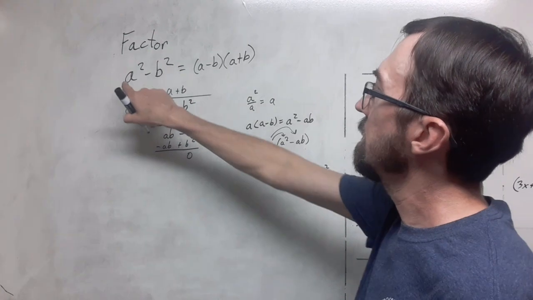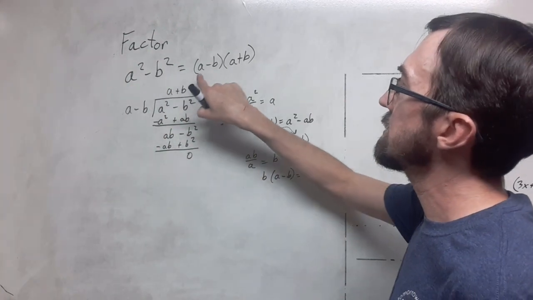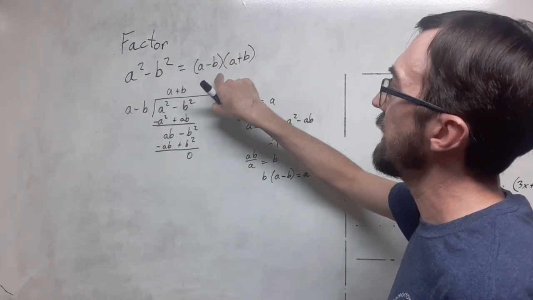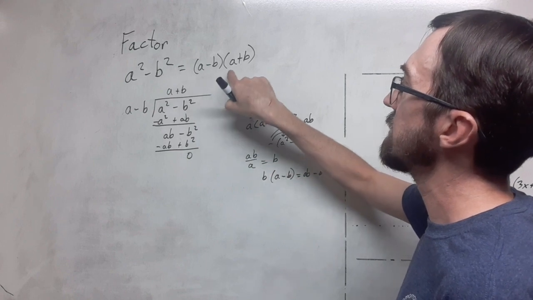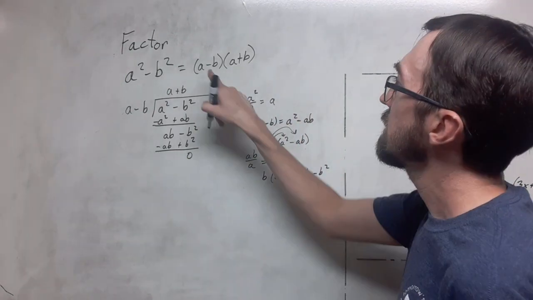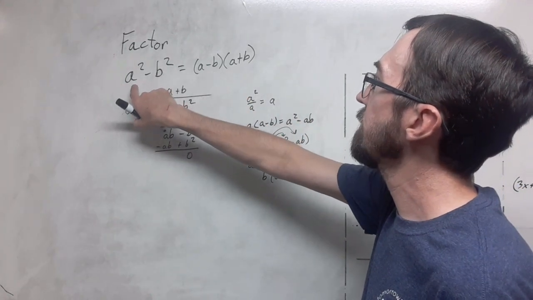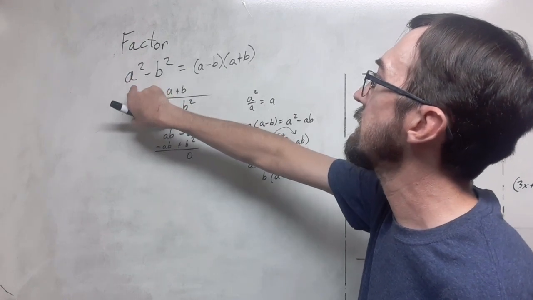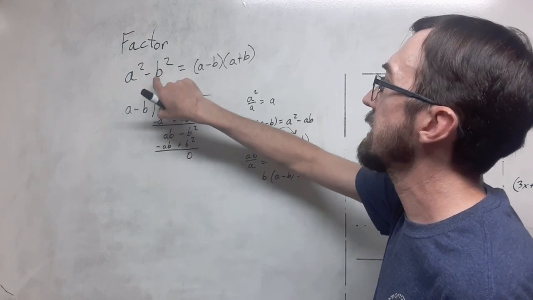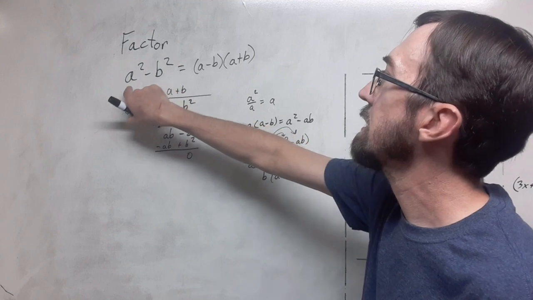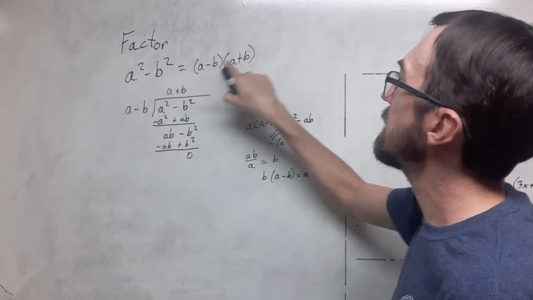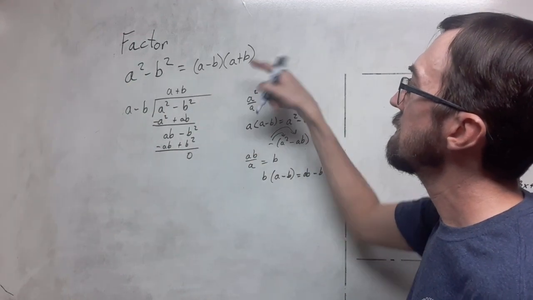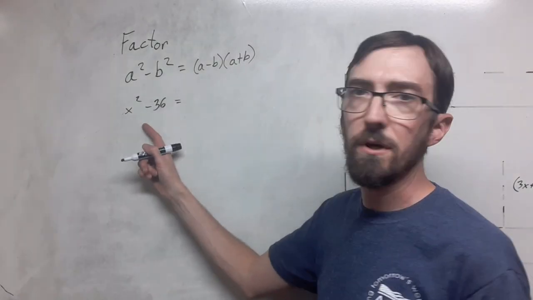All right, so a squared minus b squared is going to have the factors of, the first factor is a minus b, the second factor is a plus b. So whenever we see a term here that's squared minus a second term that's squared, we can take those bases and place them here. Let's take a look at x squared minus 36.